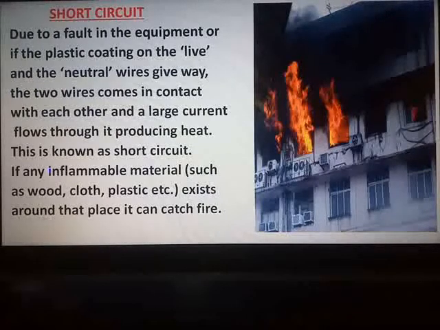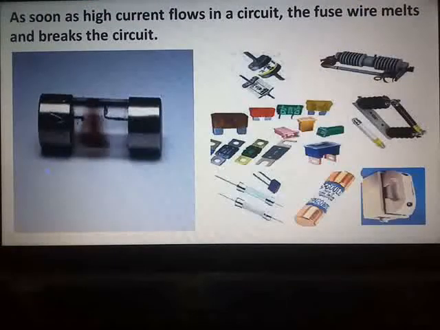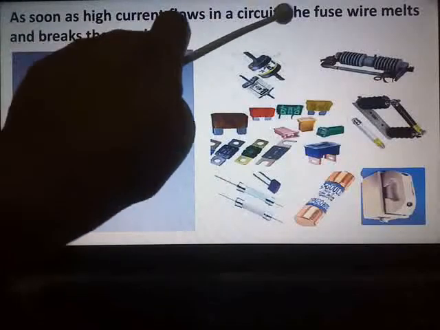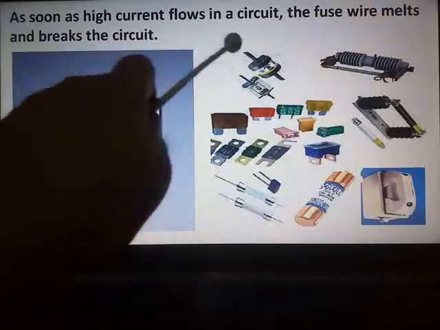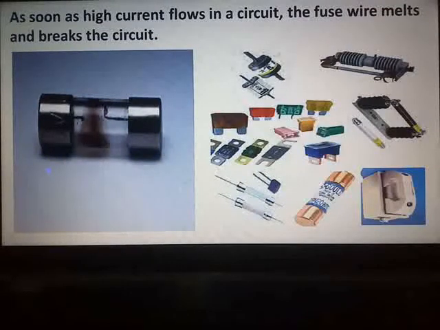So if a current larger than the specified value flows through the circuit, what will happen? The temperature of the fuse wire will increase. This melts the fuse wire and breaks the circuit, and in this way your electrical appliances can be saved from catching fire. So you can see over here, as soon as high current flows in a circuit, the fuse wire melts and breaks the circuit. And here you can see in this picture different types of fuses which are in use in our houses. After that, our next topic is overloading.